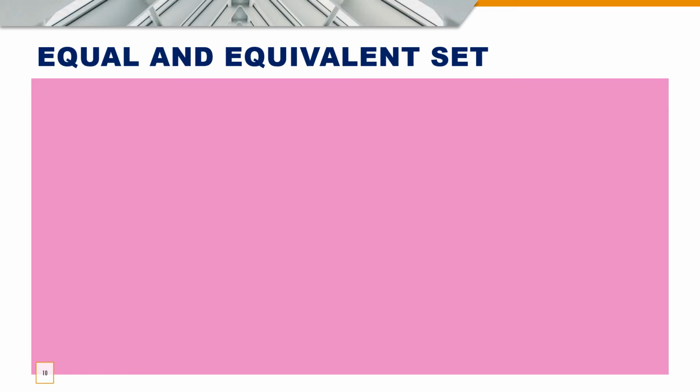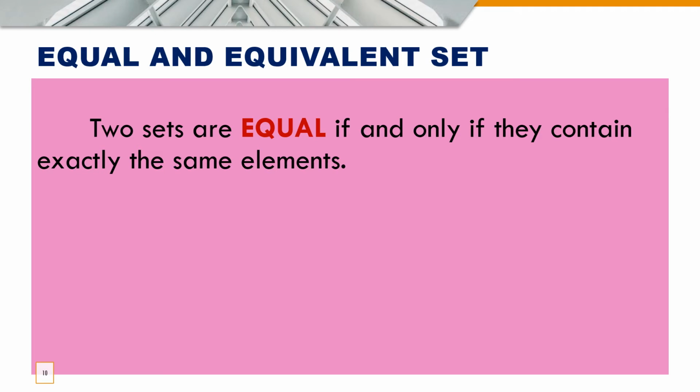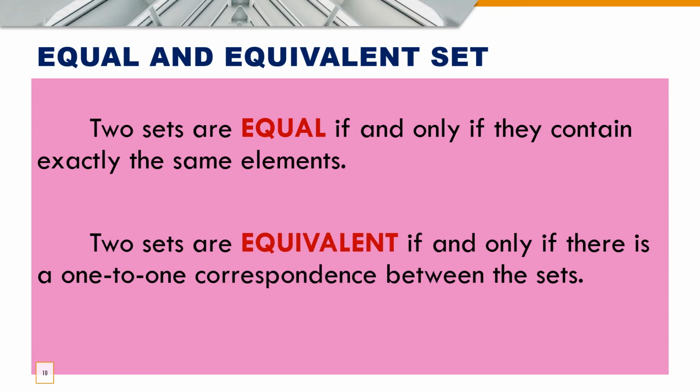Now, let's differentiate equal and equivalent sets. Two sets are equal if and only if they contain exactly the same elements, while two sets are equivalent if and only if there is a one-to-one correspondence between the sets. So, matatawag nating equal ang dalawang set if yung element ng isang set is kapareho mismo ng elements ng kabilang set. At equivalent naman kung ang bilang ng isang set is kapareho ng bilang ng kabilang set.